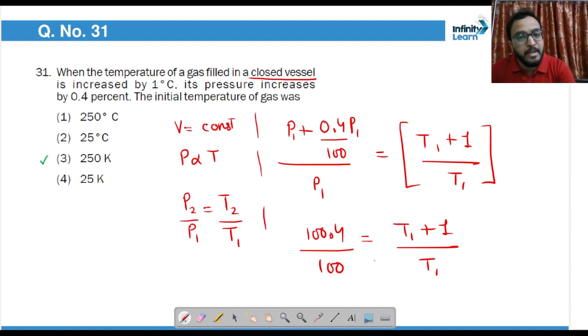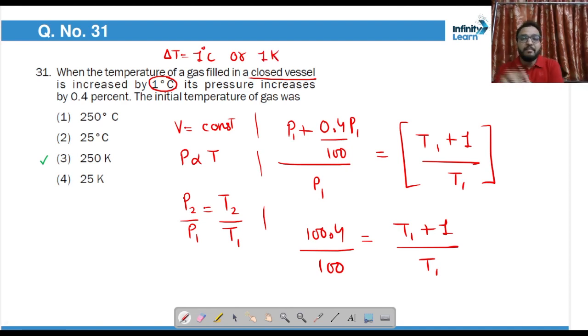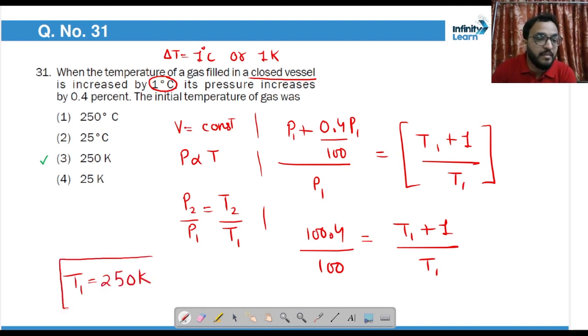Is it okay? Yes. They have written increased by 1 degree centigrade, so that means this is delta T. So delta T of 1 degree centigrade or 1 Kelvin, doesn't matter, both are the same. During a temperature difference, the degree Celsius and Kelvin scales are the same, so there is no problem. Now you can solve it from here, and you can see that T1 comes out to be 250 Kelvin. The temperature will definitely come out in Kelvin, not in degree centigrade. Whether the increment is 1 degree centigrade or 1 Kelvin doesn't matter, but the final answer should come out in Kelvin only.